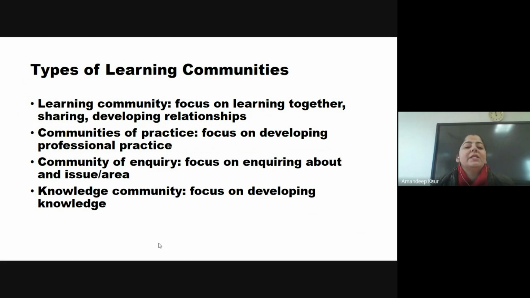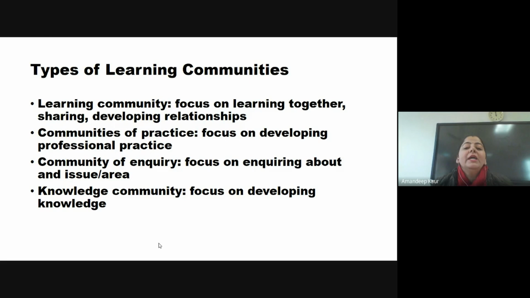The very first one is the communities of practice, focused on developing professional practices. So for the development of psychomotor skills, maybe a group of students or a team of students work together and focus on the development of their professional practices. Say when the students are preparing for job placements, or for any job interview, they are helping each other.